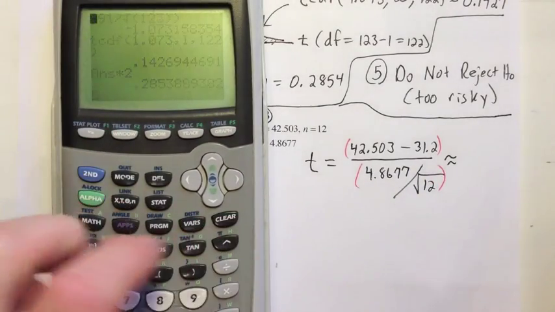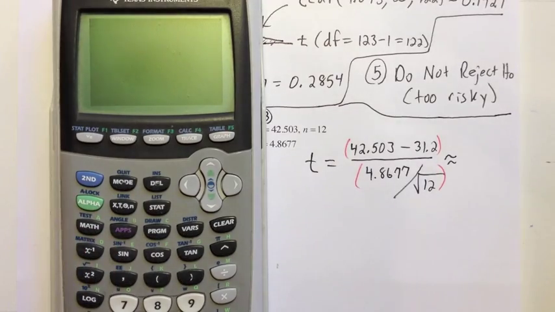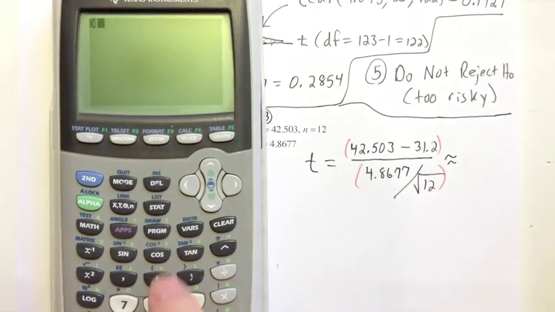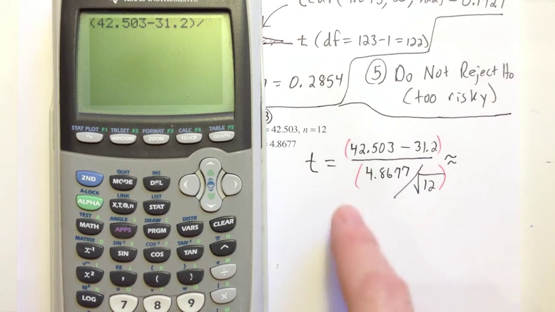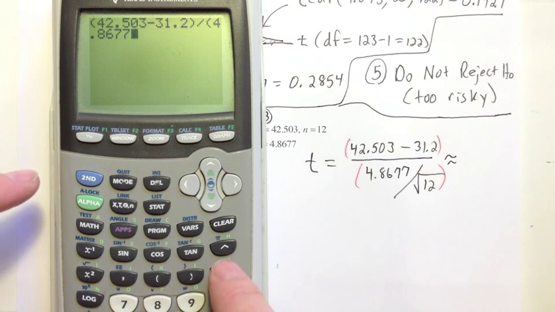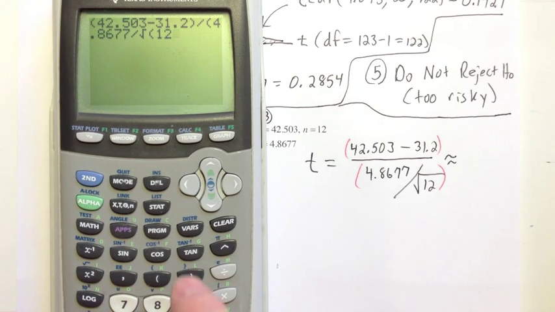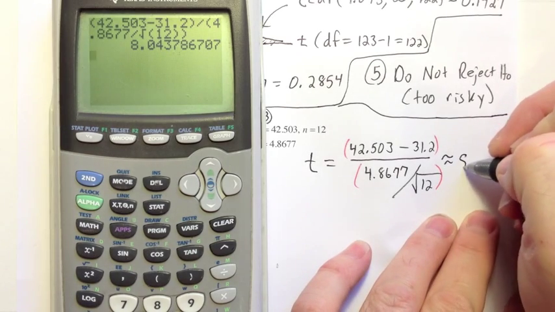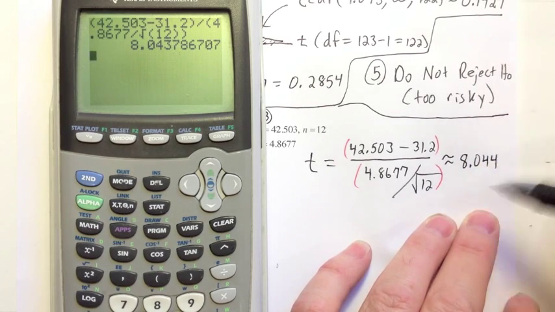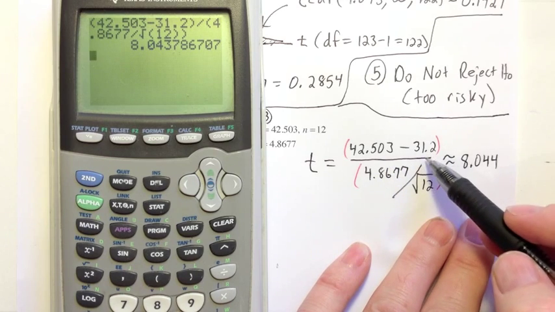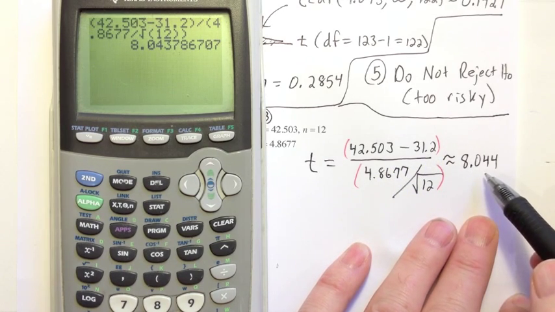So let's have a look at that on the calculator and see if it feels that way to the calculator. So parentheses around the top, 42.503 minus 31.2, and the parentheses for the numerator. Now we're dividing, so start the parentheses for the denominator, 4.8677, divided by the square root of 12, and then the parentheses for the root and the denominator. So I think this is a big difference, and the calculator says, yes indeed. Those two values, x bar, 42.503, and the claimed mean, 31.2, are 8 standard deviations apart.